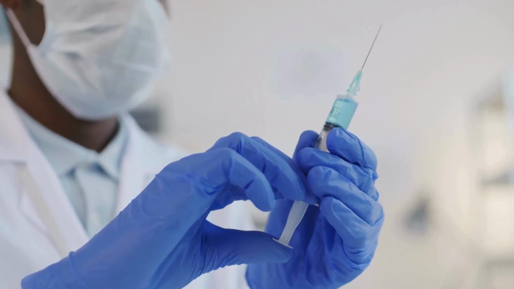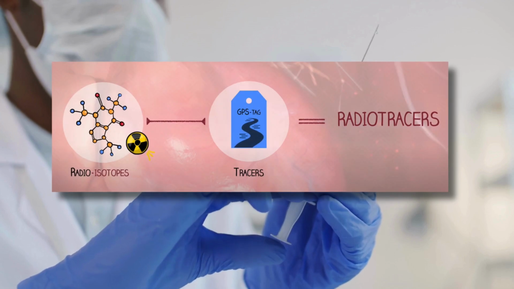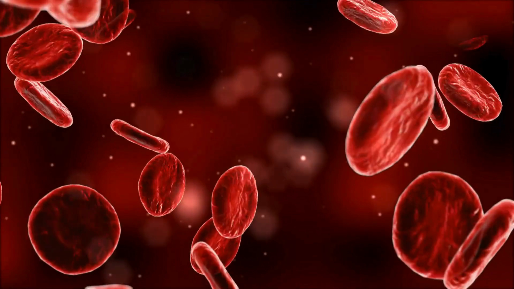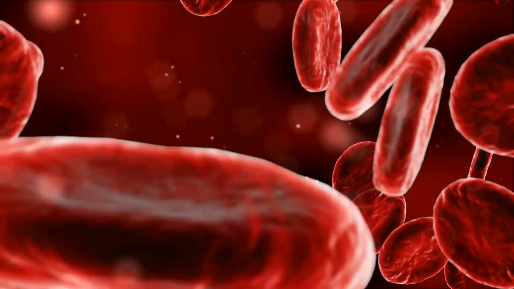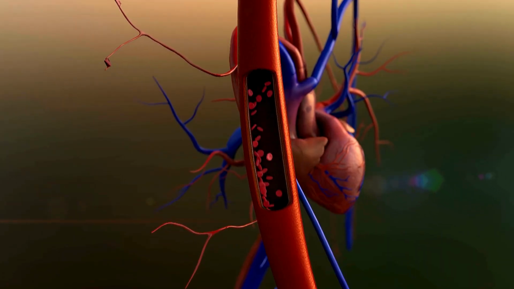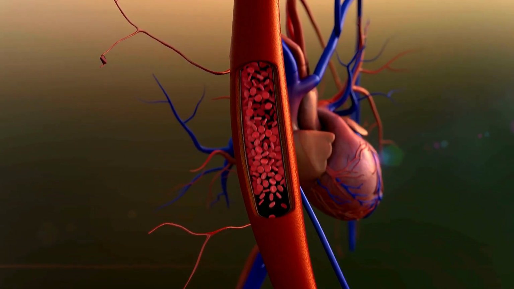We inject a special safe substance called a tracer into the patient. Think of it as a tiny messenger. It travels with the blood deep into the heart muscle. If blood is flowing well, it reaches the heart muscle without a problem.